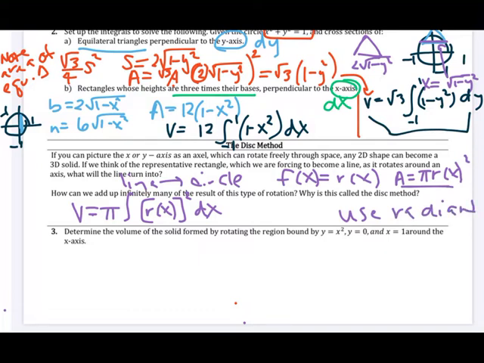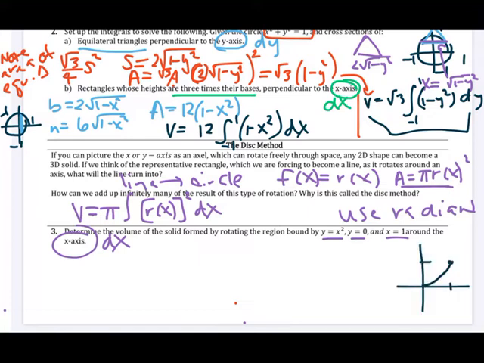Let's look through some examples. I think this is going to help you understand what's going on here. So determine the volume of a solid formed by rotating the region bound by y equals x squared, y equals 0, and x equals 1. And we're going to be rotating around the x-axis, which means we're also going to be integrating with respect to x. Let me draw a picture of what we're saying here.